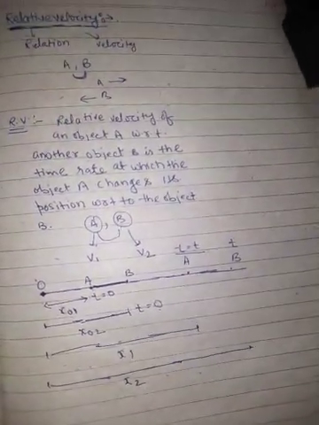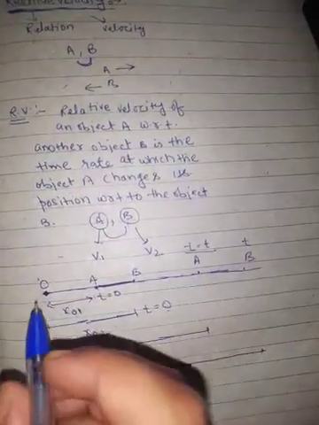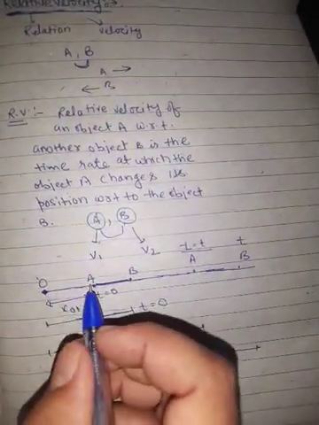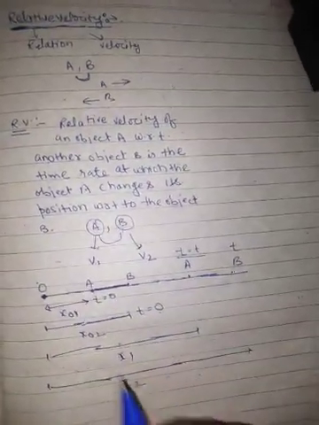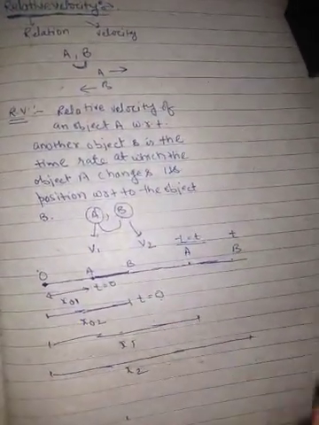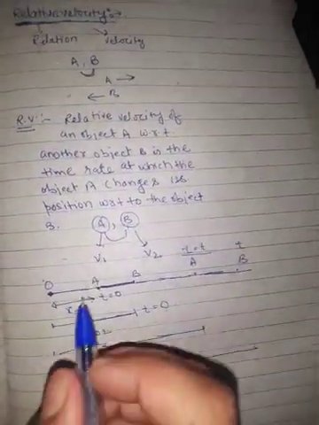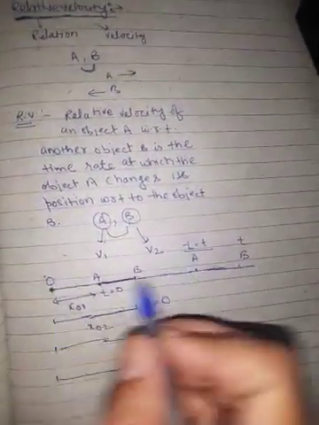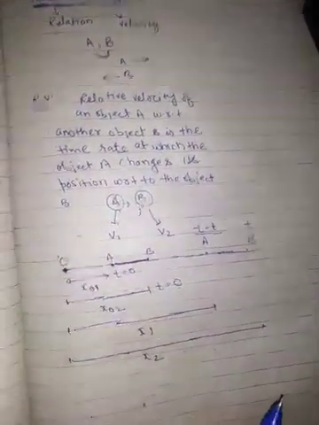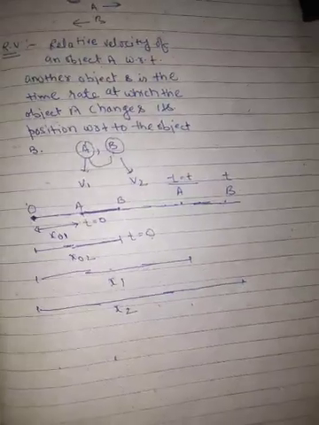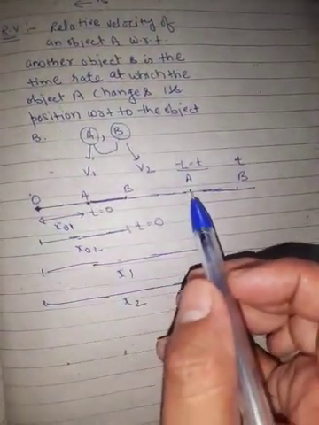Initially, at time t equal to 0, the positions are O to A and O to B. And after some time, which can be anything, 1, 2, 3, 4, 15, 100 seconds, we again have the positions O to A and O to B. So we noted the different positions here. Clear? How much distance is covered by the body A from t equal to 0 to t equal to t.